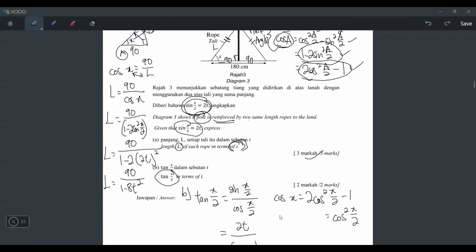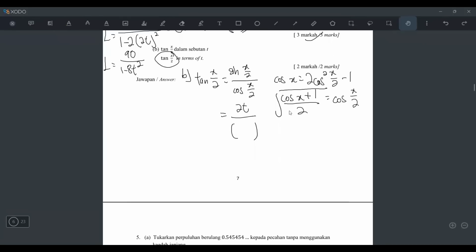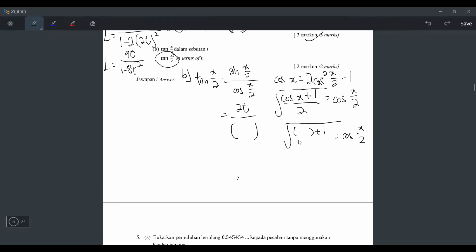I will move the minus 1 first. So it will be cos x minus 1 becomes plus 1. And then the times 2 here moves across and becomes divide 2. And of course, there's a square here, so the square will become a square root. Okay. So now we all know that cos x over 2 is equal to the square root of cos x plus 1 over 2. So cos x over 2 equals the square root of, I will open a bracket for cos x, plus 1 over 2.